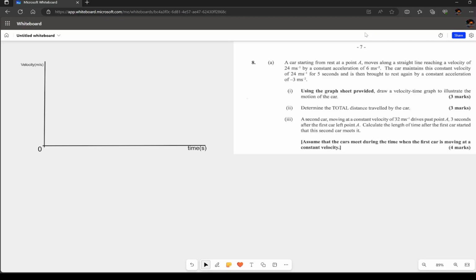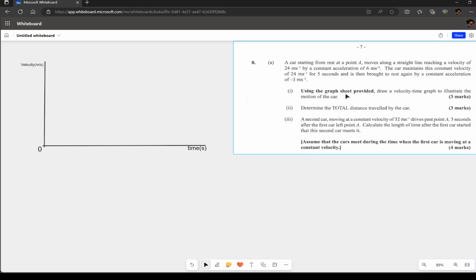So, the first thing we need to do is part I of the question. This is drawing a velocity time graph to illustrate the motion of the car. Let's see what the question tells us. We have a car starting from rest at point A. It moves along a straight line reaching a velocity of 24 meters per second by a constant acceleration of 6 meters per second squared. The car maintains this constant velocity of 24 meters per second for 5 seconds and is then brought to rest again by a constant acceleration of -3 meters per second squared.